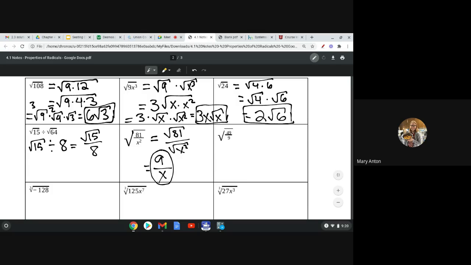I'm gonna do the next one. You want to try the next one? You have to take the square root of 9. What is the square root? 7. Okay, square root of 49 is 7. And then over that is 3. Right. So square root of 49 over 9 simplifies to 7/3.